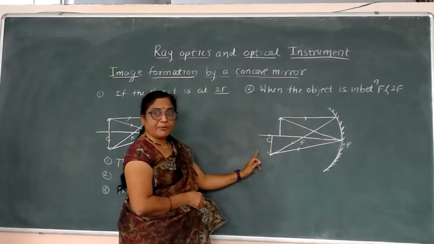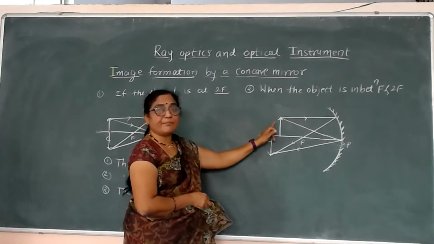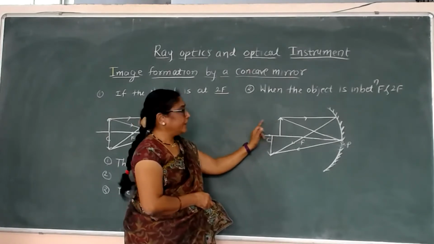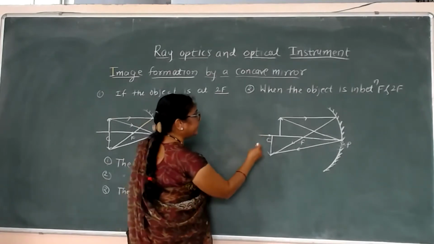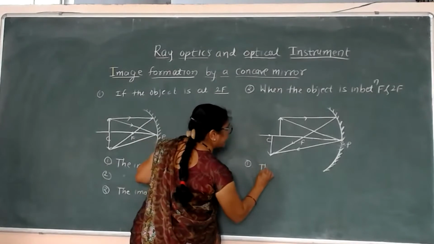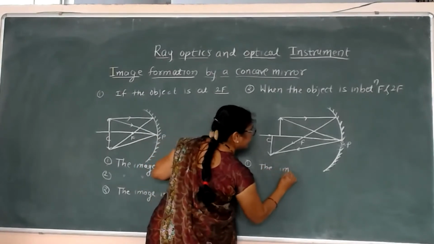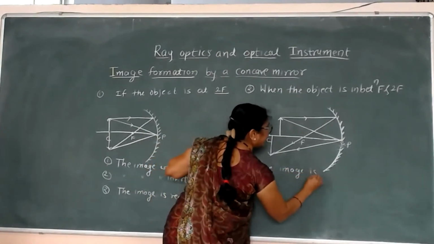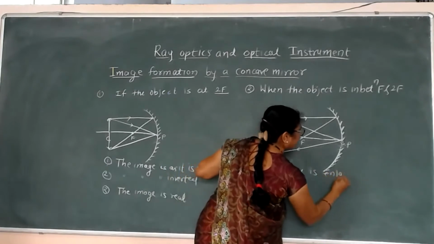Means the height of the image is large as compared to the height of the object. Therefore, the image is enlarged.